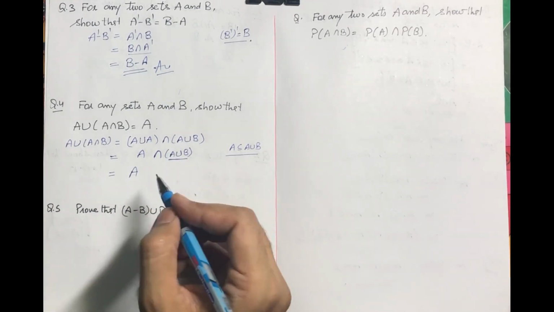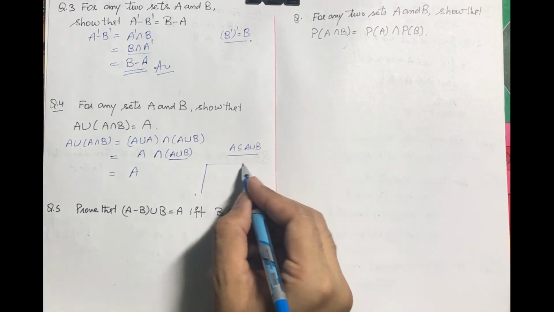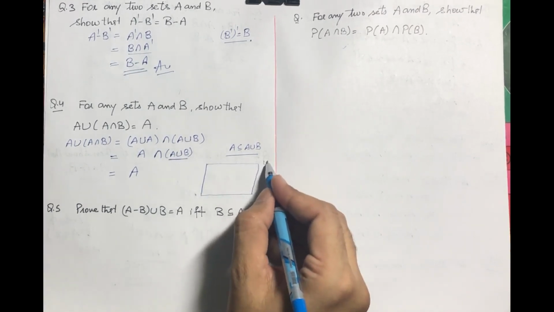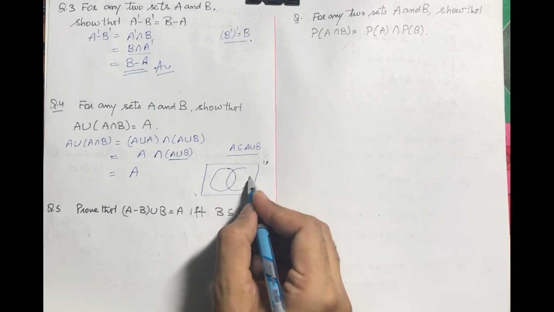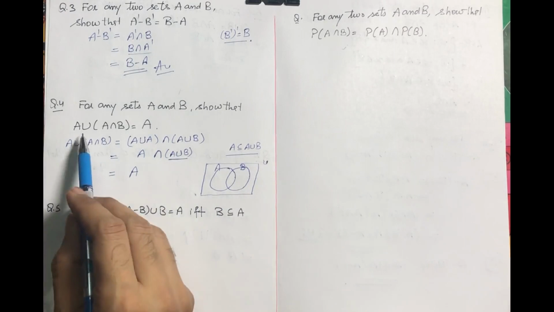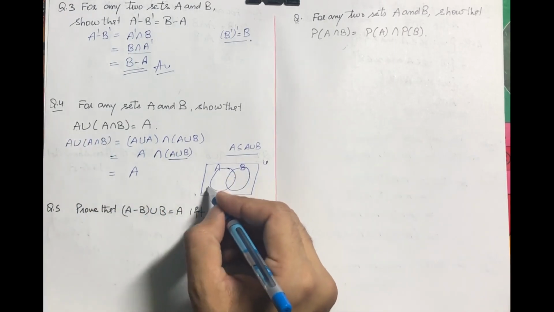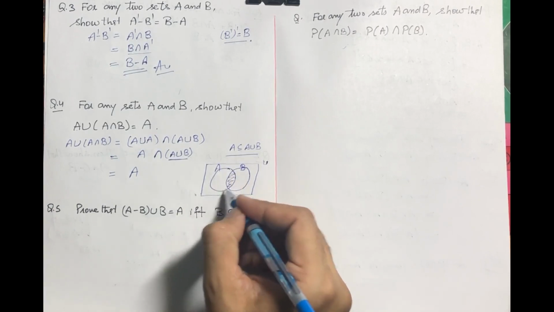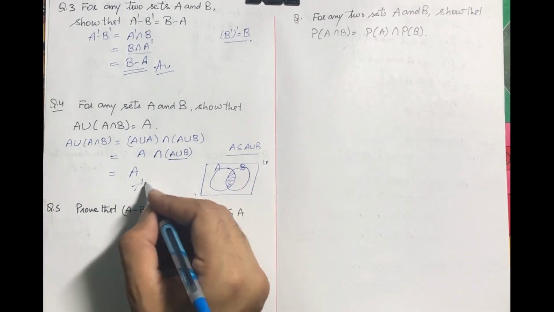Now to understand this, we will draw a Venn diagram. This be the universal set. This is A, this is B. Now just have a look. A union A intersection B. This is A and this is the intersection. How much is A union this whole of A? So that's the answer here.